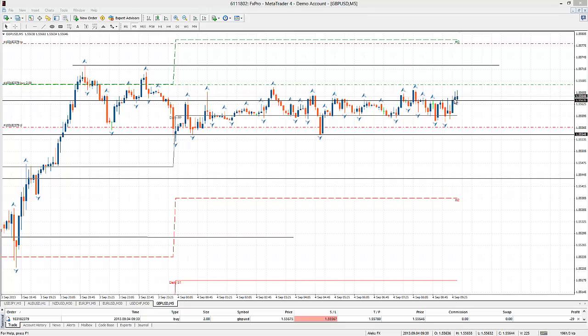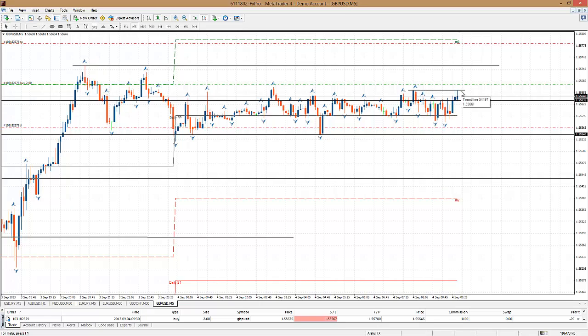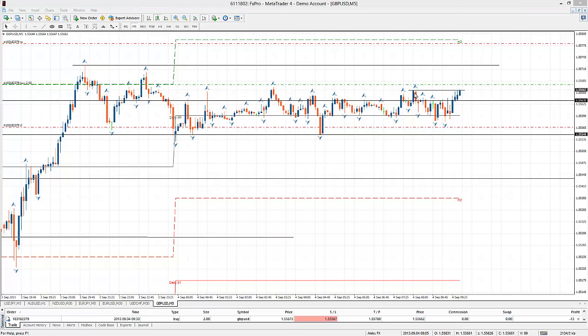So just watching this level here, we've had a close. See that candle close above this level. Now we're into this minor resistance area. So we really need to see a candle close above here before this trade is likely to move up into our take profit area. Pressing resistance once again.